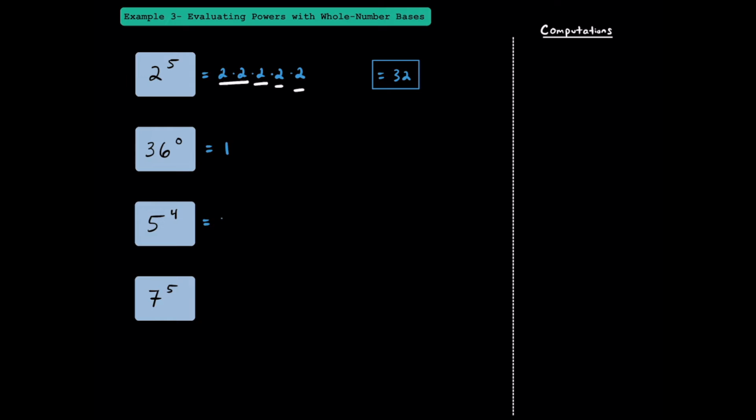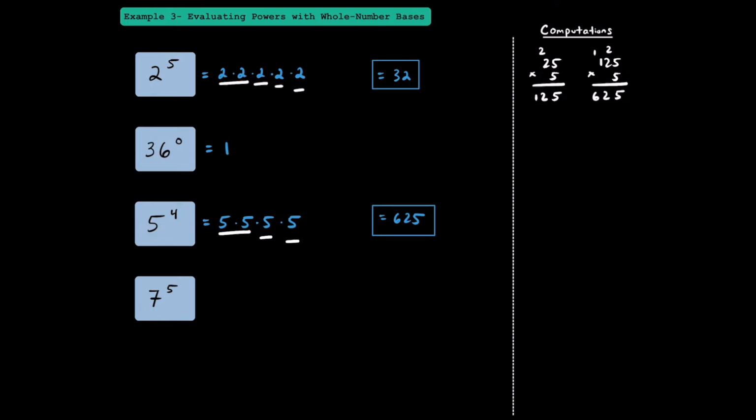For 5 to the 4th power, that's going to be 5 times 5 times 5 times 5. 5 times 5 is going to be 25. For 25 times 5, I can do that on the side here just to show you the work. So that's going to be 125, and we have to multiply that by the last 5. So 125 times 5. 5 to the 4th power is equal to 625. This is what 5 to the 4th power is equal to.